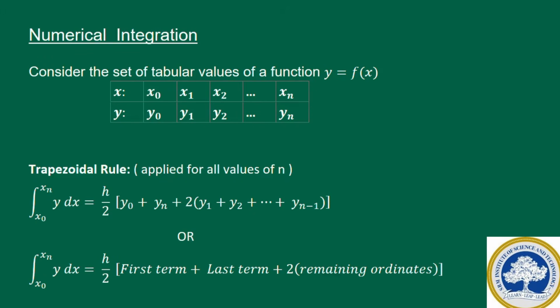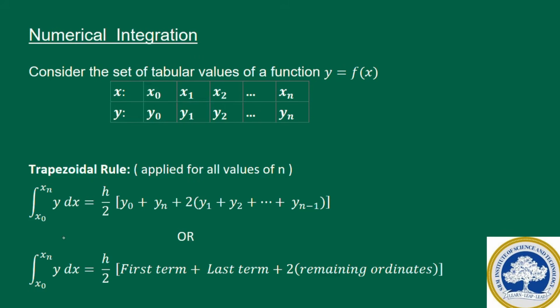One is called the trapezoidal rule. So first let us see the trapezoidal rule. This trapezoidal rule is applied for all values of n. Okay, so what is this n? n is nothing but the last term. We have to start from x0 till however many data points are given in the problem. We have to consider the last term as xn. From that we can identify what n is. So the trapezoidal rule is applied for all values of n.